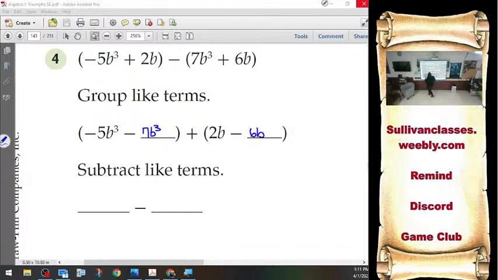Okay, you got the right things in the right spots. Now we just watch our signs as we're combining terms. And what's the exponent on it? That's right, the exponents don't change. Ta-da!